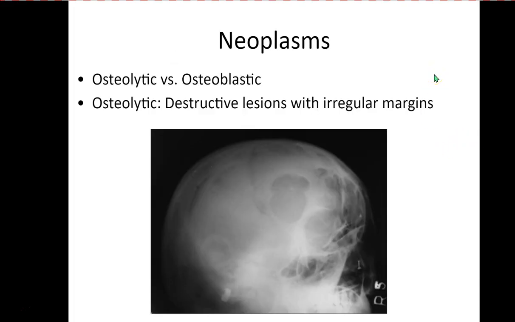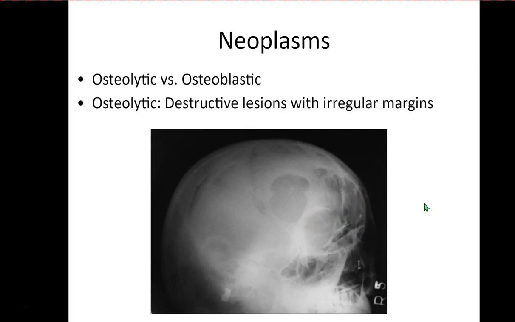Let's talk a little bit about skull neoplasms. Remember, neoplasms are new and abnormal growths, and metastasis are malignant neoplasms that have spread to distant parts of the body through the blood or the lymphatic system. The skull is a common site of metastatic lesions, and remember, lesions can be osteolytic or osteoblastic. Osteolytic lesions, of course, are destructive and often have irregular margins, and that's what you see on this lateral skull radiograph. These lesions are osteolytic. They're taking away from the bone density.